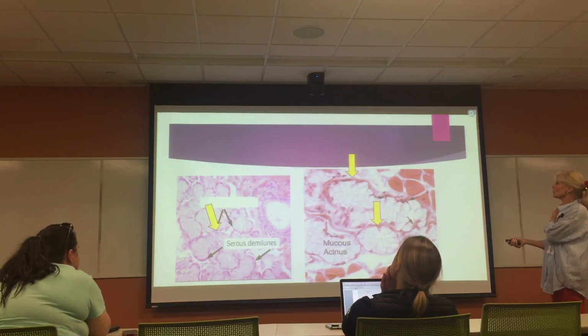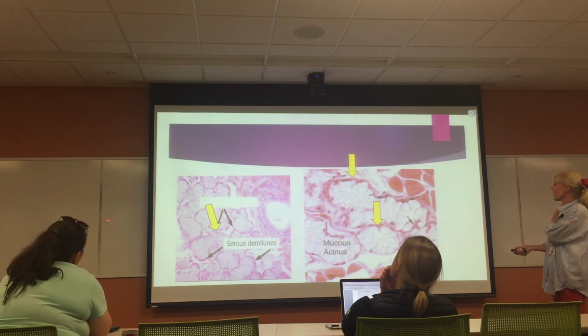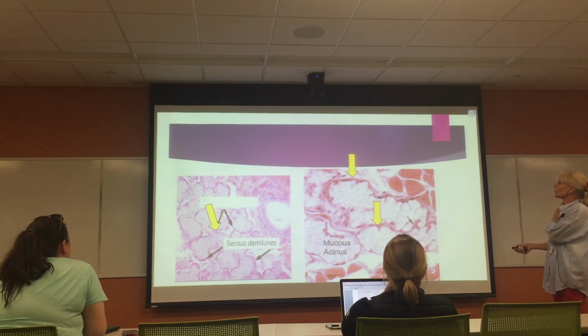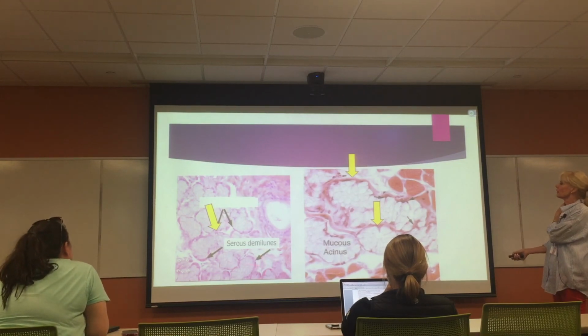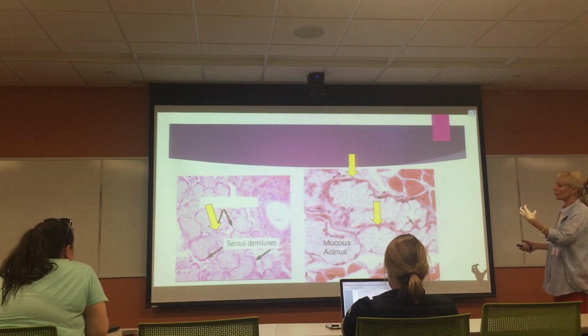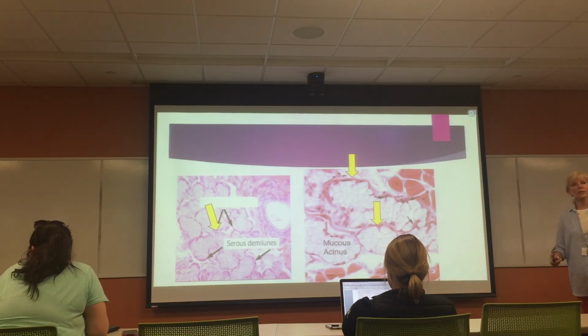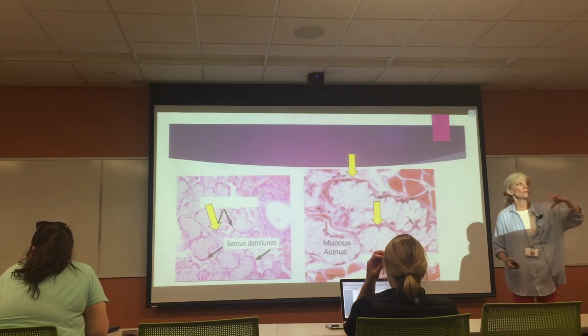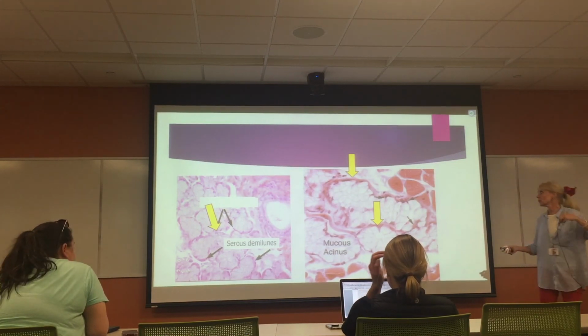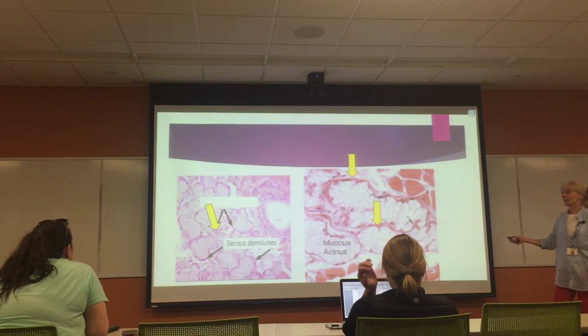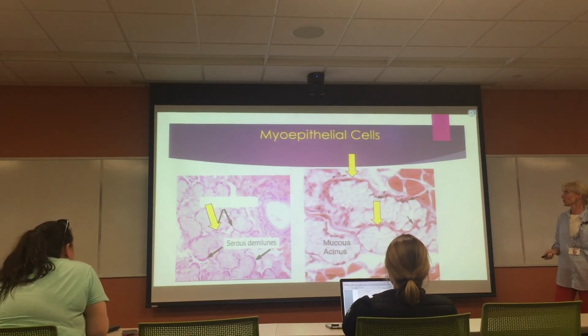What I wanted to show you on this slide is there are two different things going on here. We've got serous demilunes, and those are labeled here, but we also have some other little cells that help to squeeze out the saliva that's being formed, mucous or serous solution. What are these called? Myoepithelial cells. Very good.